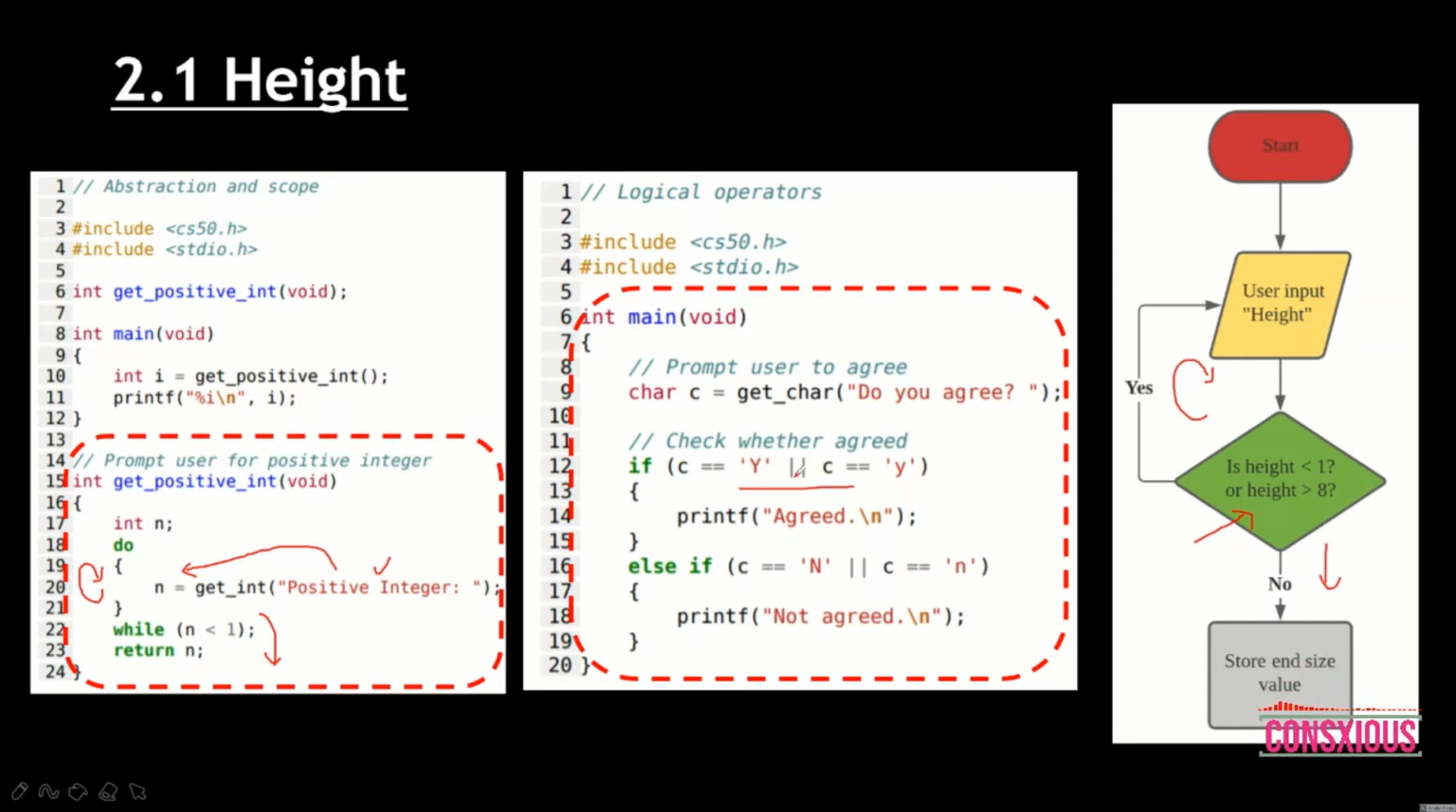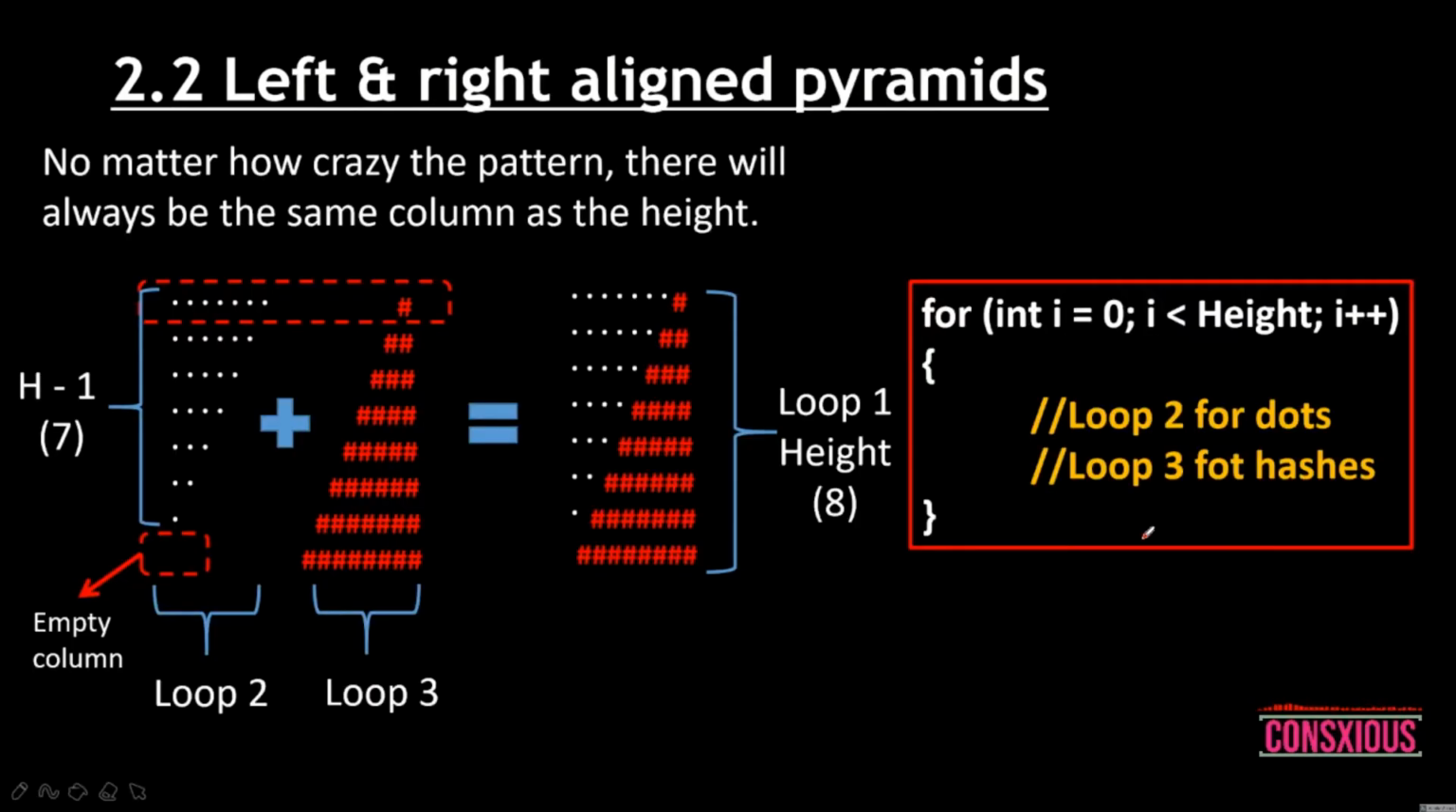The function of OR means, is it this or here? Is it height less than 1 or height more than 0? So this is very similar. So you can try to think how to construct this in the coding.